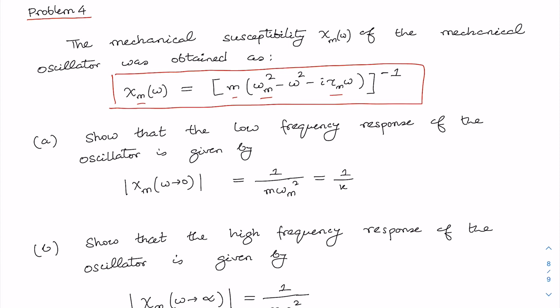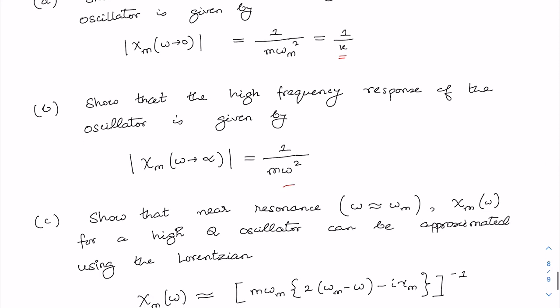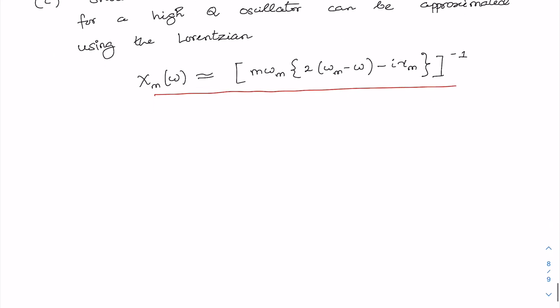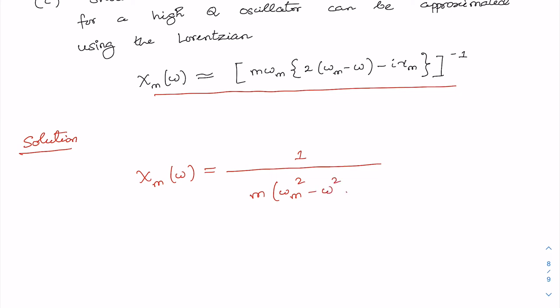that the modulus of the susceptibility would be given by this, where k is the spring constant, k is equal to m omega m square. And you are asked to show that at high frequency the response of the oscillator is given by this expression. And finally, you are asked to show that near resonance, the susceptibility for a high Q oscillator can be approximated by using this expression, which is a Lorentzian. So let us do it. It's a simple problem. Let me first of all write down the expression for chi m, the mechanical susceptibility, that is equal to 1 divided by m into omega m square minus omega square minus i gamma m omega. Okay, so this is what we have.